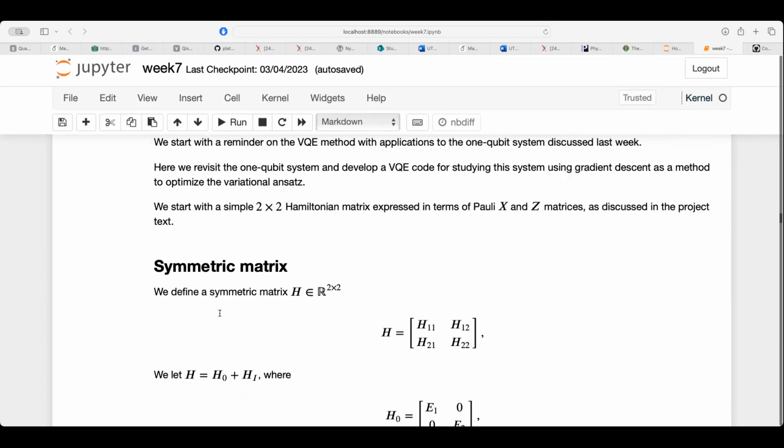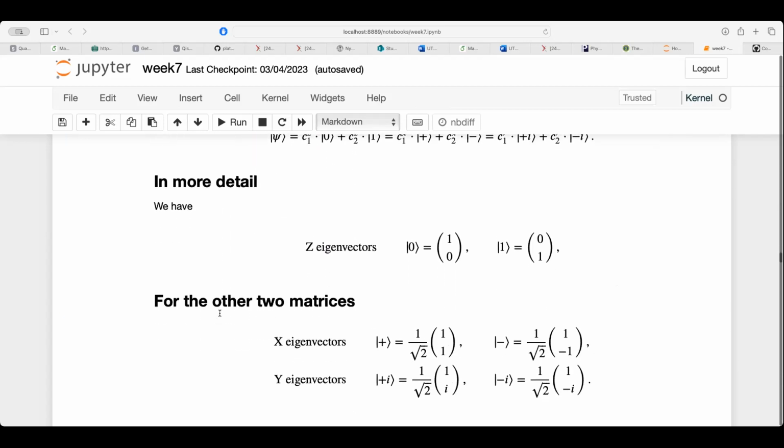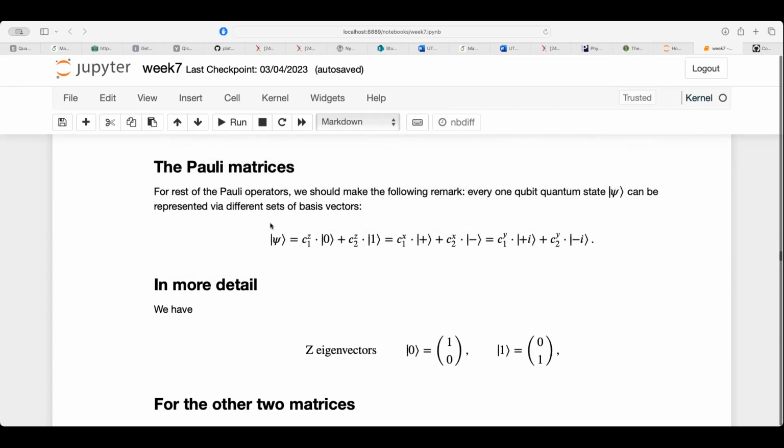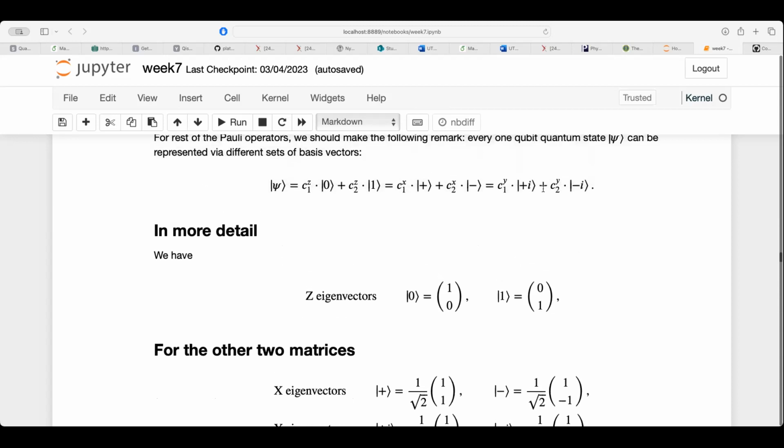So there's nothing in principle mathematically which hinders us from choosing these spaces. And that means that this state here could then be a linear combination of 0 and 1, so you see the coefficients for the Z matrix, or it could be a linear combination of the plus and minus, which are these two states, or it could be a linear combination of the eigenstates of the Y matrix. Okay?